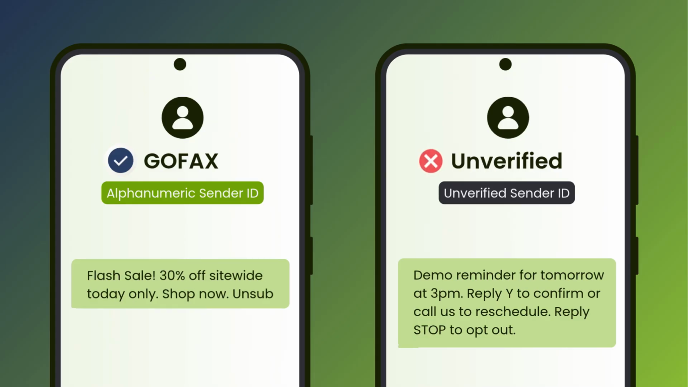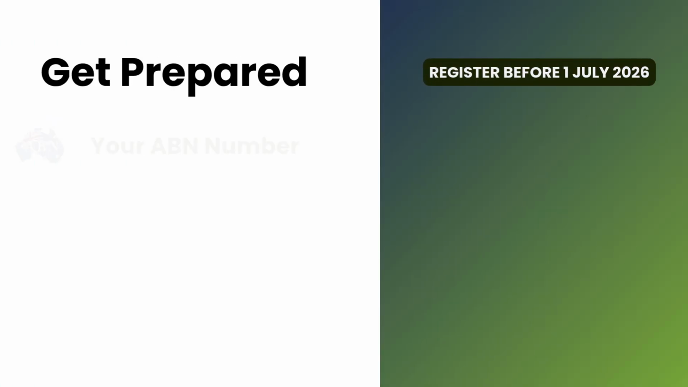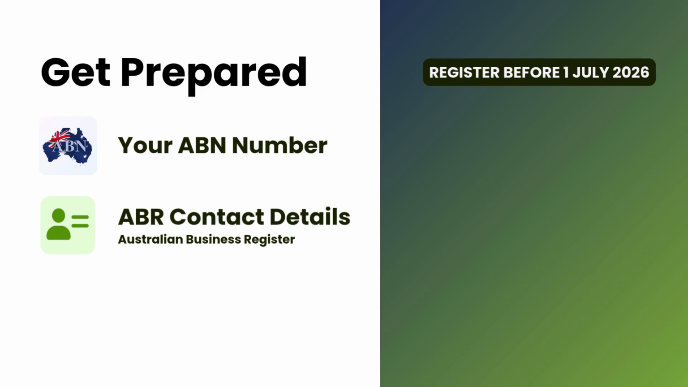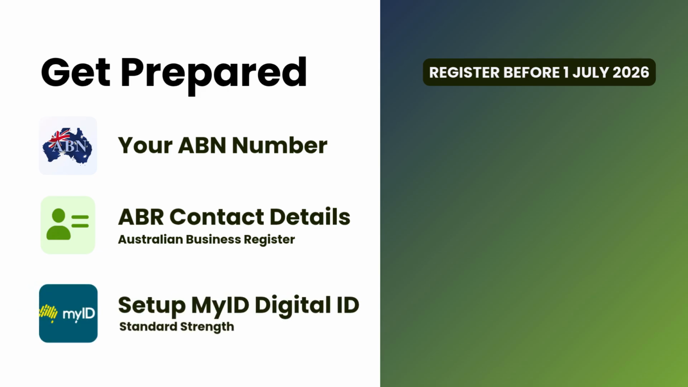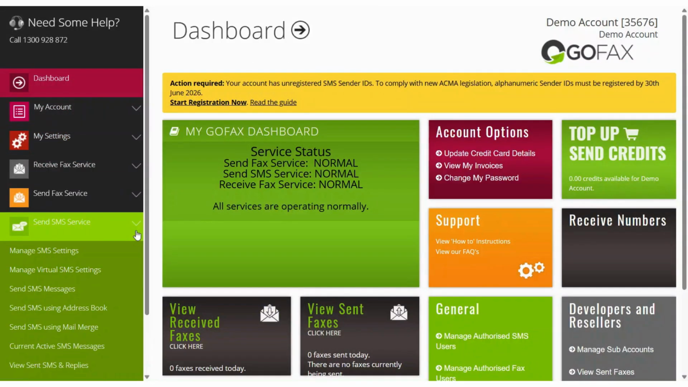Before you start, you'll need to have three things handy: your Australian business number, the authorised contact details that match your listing on the Australian Business Register, and a myID account at standard strength. When you're ready, log into your GoFax account and navigate to Sender ID in Send SMS service.